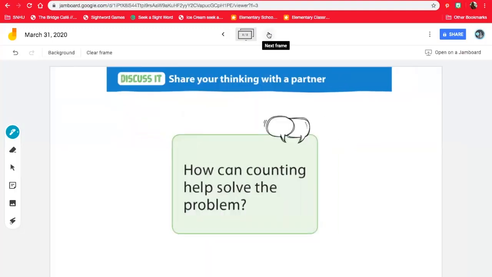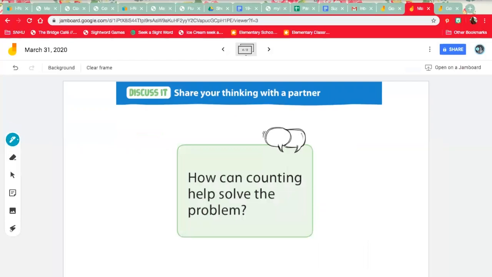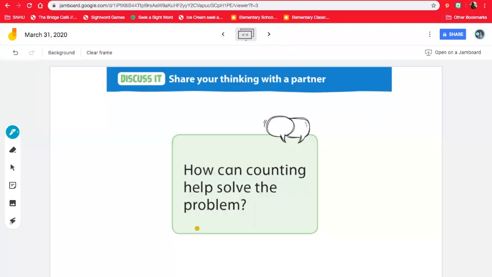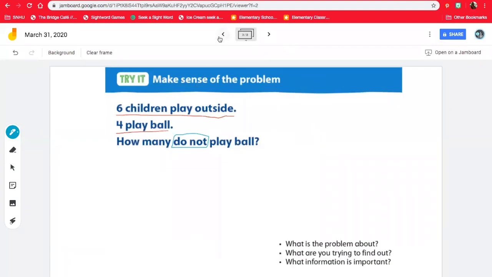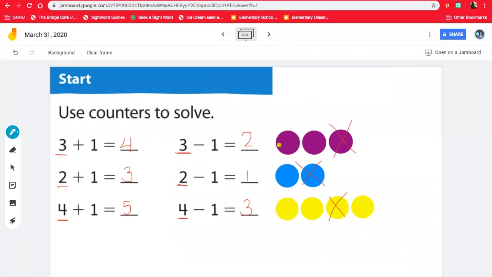Well, how can counting help solve the problem? Well, let's think about that. If we are counting, we know that counting on can help us bring us the answer. So, like in our first problems we had here, 3 take away 1, we counted on. We had 1, 2. We had 2 left. For here, we had 1 left.